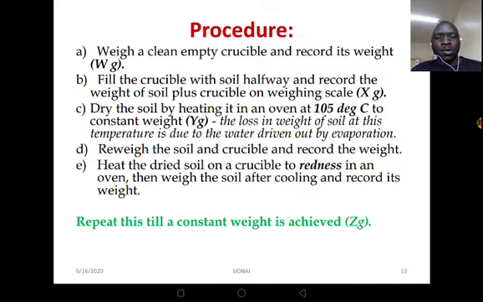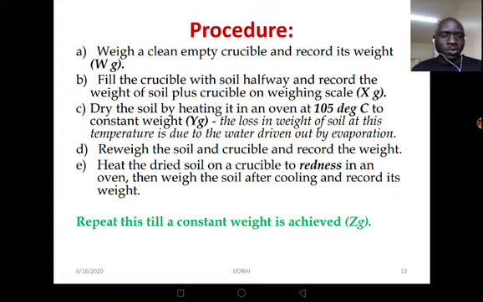So the procedure or the steps that we take. The first step is you weigh a clean empty crucible and record its weight. If you don't have a crucible at home, you can even use a saucepan or a metallic plate. Fill the crucible with soil halfway and record the weight of the soil plus the crucible on the weighing scale. And you can call it X.